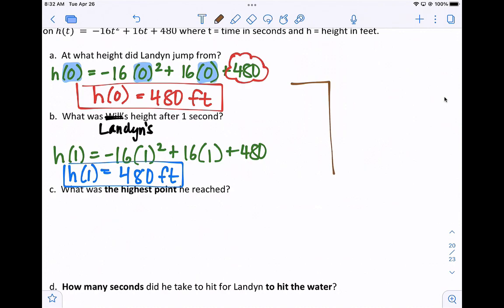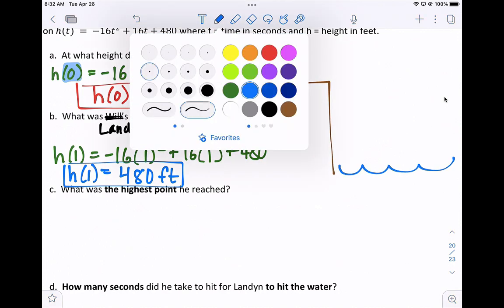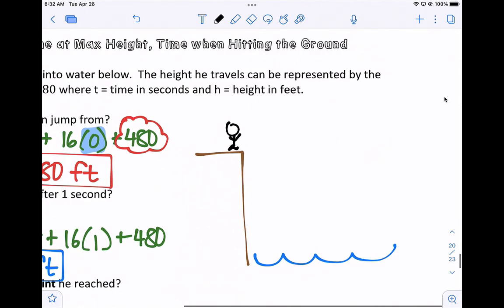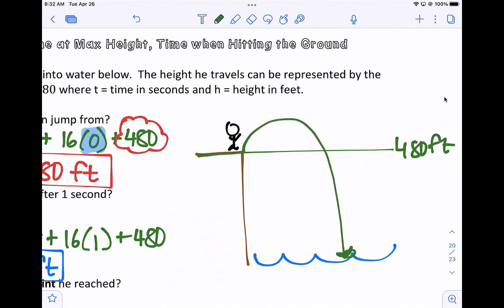So here's your cliff, here's the water below, here's Landon. All right, so he's going to jump, and this is 480 feet. He'll jump up, and then he'll go down, hit the water. And so this is at time 0, you're 480 feet up, and this is 1, 480 feet.